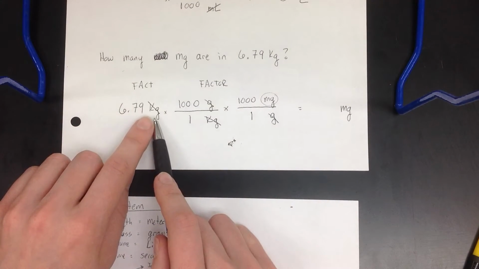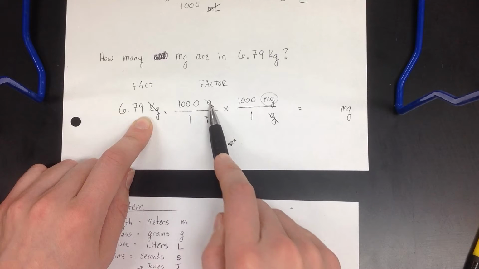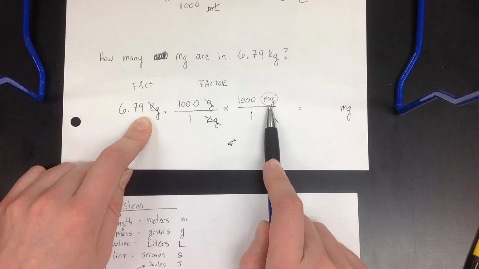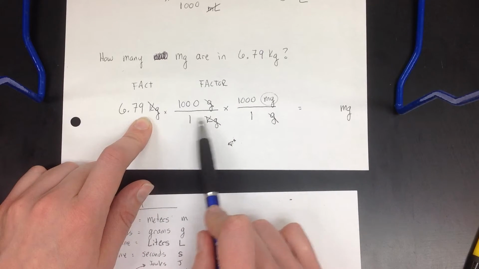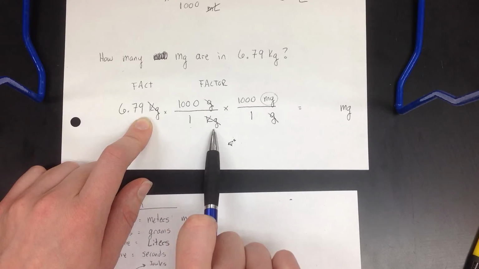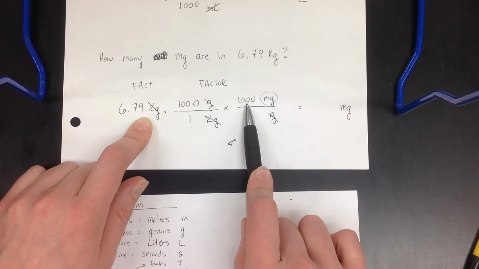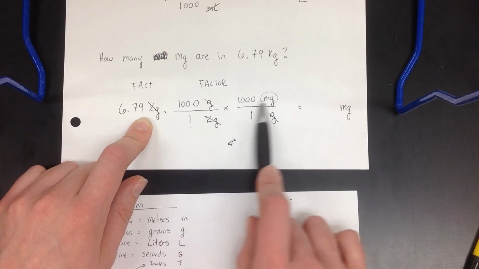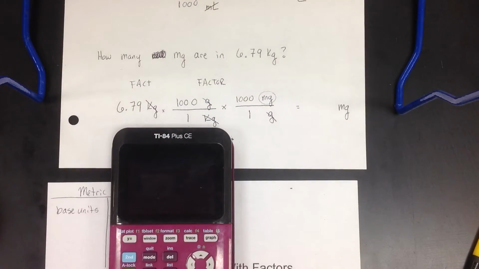Just to double check, I started with my kilograms, I canceled my kilograms, I converted it into grams, I canceled my grams. The unit that's left is milligrams. Double check that my larger unit, kilo, is 1 kilogram to 1,000 grams. And then milli is smaller than my gram, my base unit, so there should be 1,000 milligrams in 1 gram. So I've double checked that I've got my numbers in all the right spot.